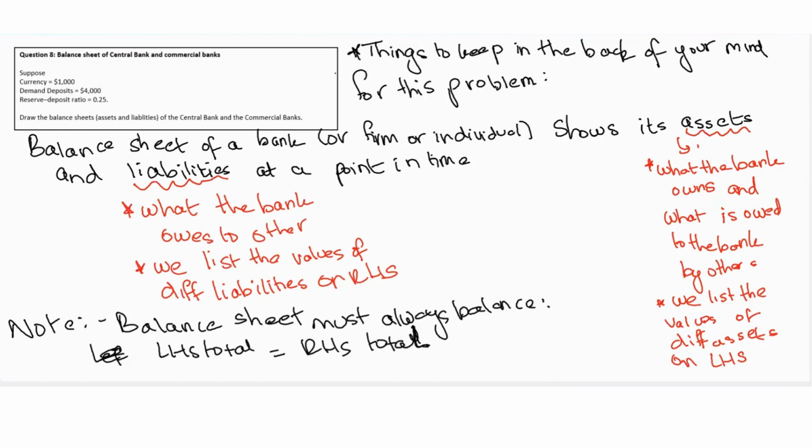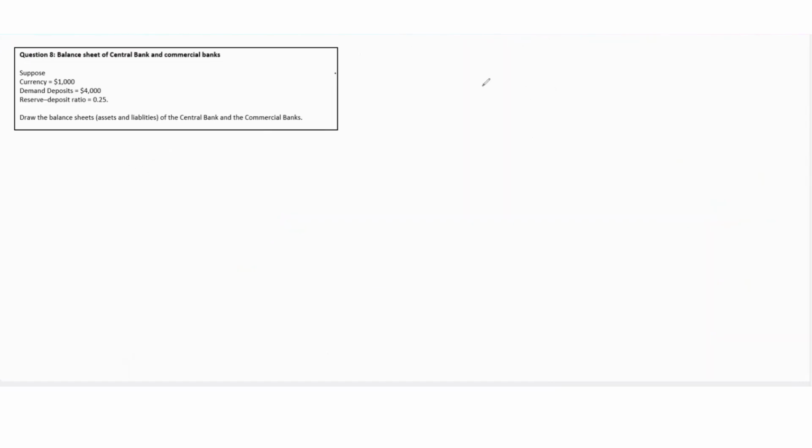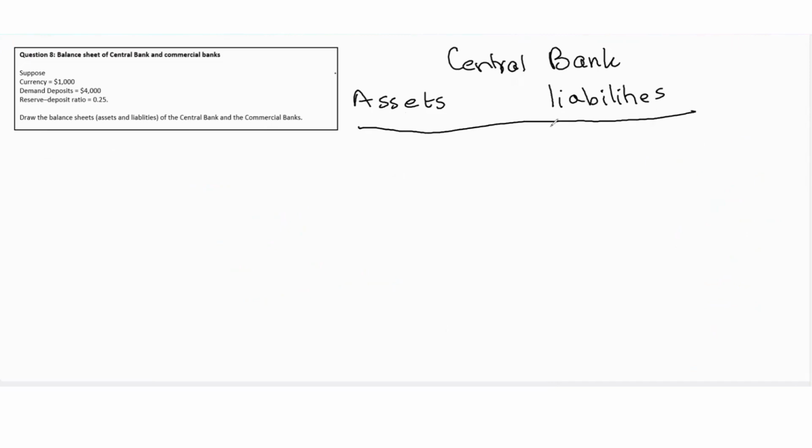If we now proceed with the actual question, first let's make the balance sheet for the central bank. Like we said, we essentially want to list its assets and liabilities at a point in time, with the assets on the left hand side and the liabilities on the right hand side. Now, what are the assets and what are the liabilities for a central bank? The liabilities of the central bank are the central bank money, high-powered money or monetary base it issues. This is the liability of the central bank.